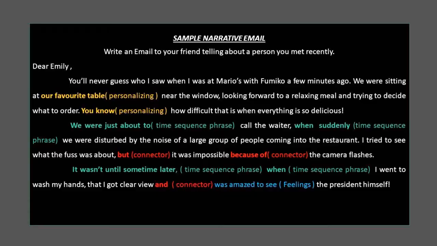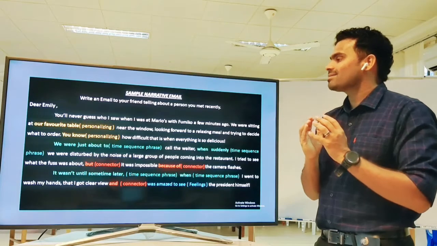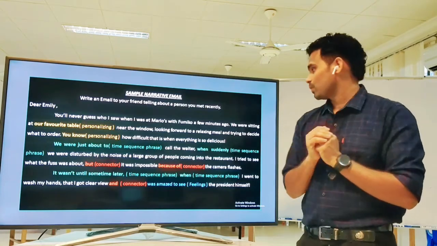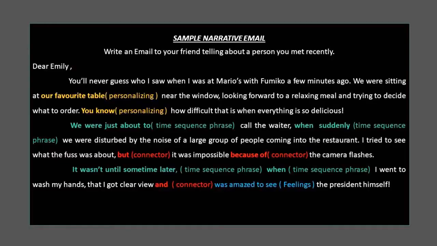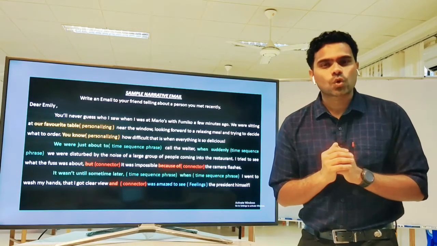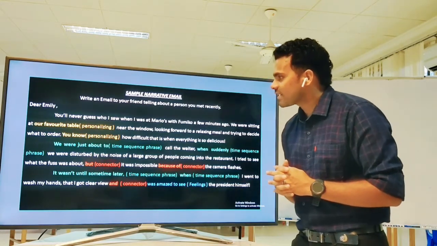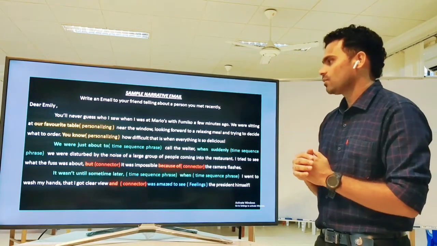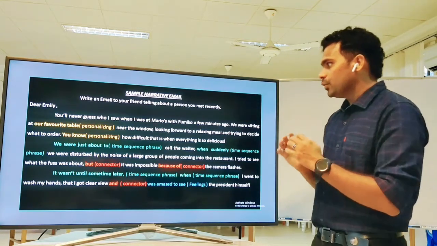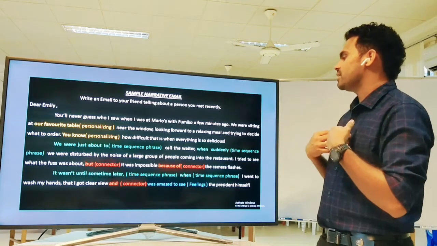Second sentence. We were sitting at our favorite table. Here I answer the WH question: where were you? We were sitting at our favorite table near the window, looking forward to a relaxing meal and trying to decide what to order. You know how difficult that is when everything is so delicious. Here you can see two personalization phrases marked in yellow color for your better knowledge. See here, you know how difficult that is when everything is so delicious.